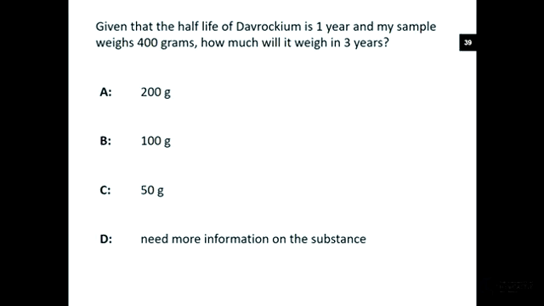So the half-life is 1 year. Every 1 year it halves itself. So here's t equals 0. Here's today. I've got a 400 gram thing. 1 year, 2 years, 3 years.